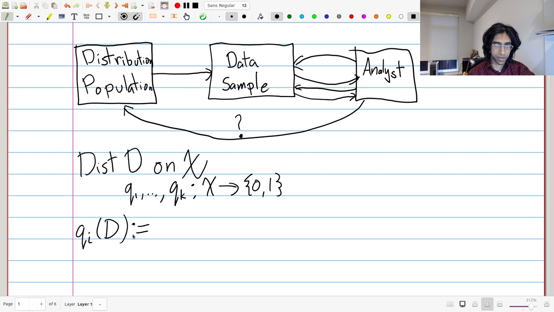So we're trying to answer queries on the distribution. We imagine that if a single data point, let's say x, was sampled according to D, then we want to answer what is the expected value of this query on that single sample. And we want to do this for all i up to K. So the idea is there are several queries and we want to answer them all and give good estimates of this quantity. And let me really hammer this home: we're trying to estimate this query when applied to the overall distribution, not on some specific data set.